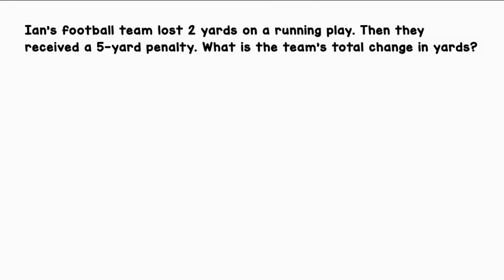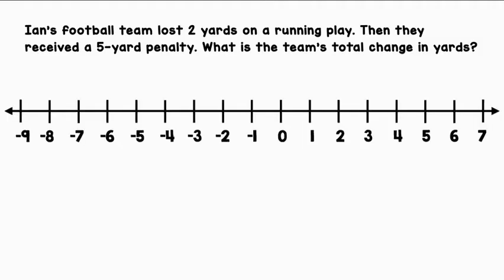Let's use a horizontal number line to represent this situation. First, the team lost 2 yards. We can represent that with a -2. Then they received a 5-yard penalty. That means they lost another 5 yards. We can represent that with -5. That will give us the total change in yards. So let's count 5 spaces to the left of -2.